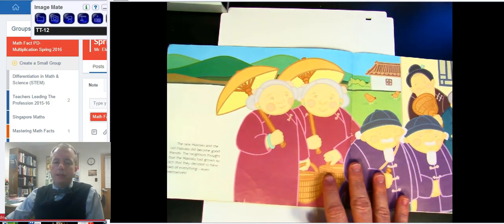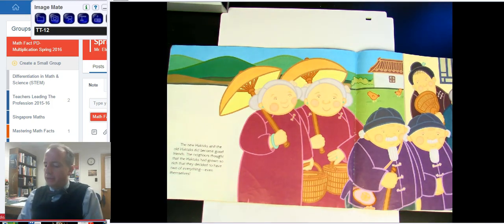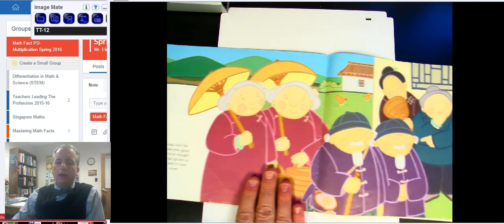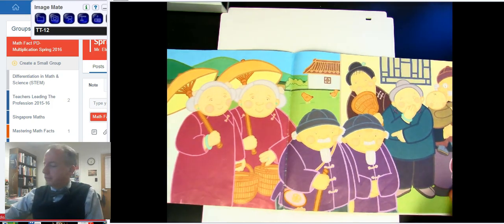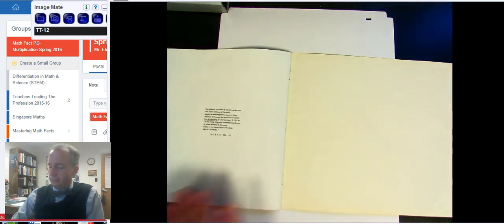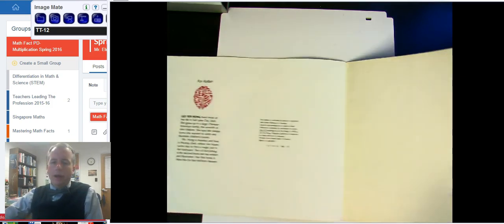The new Hacktax and the old Hacktax did become good friends. The neighbors thought that the Hacktax had grown so rich they decided to have 2 of everything, including themselves. And that ends our story.